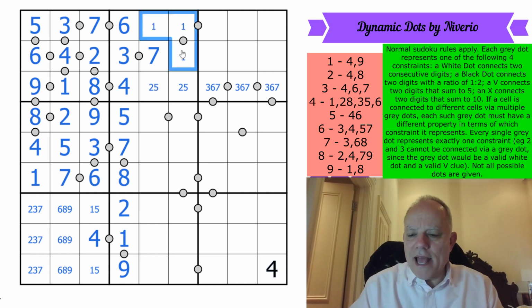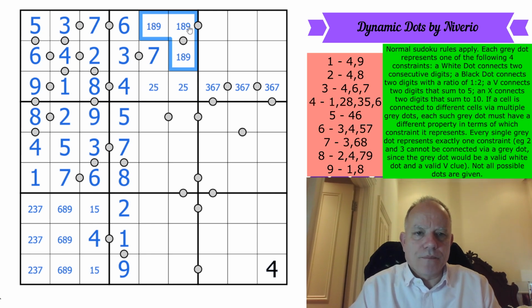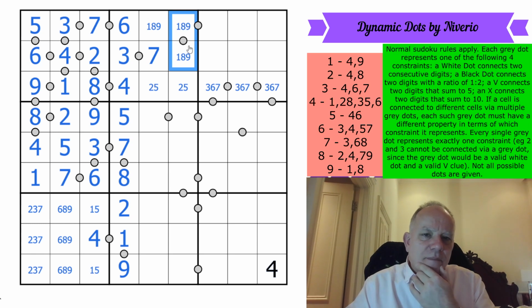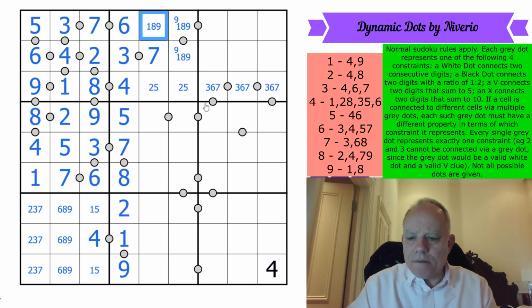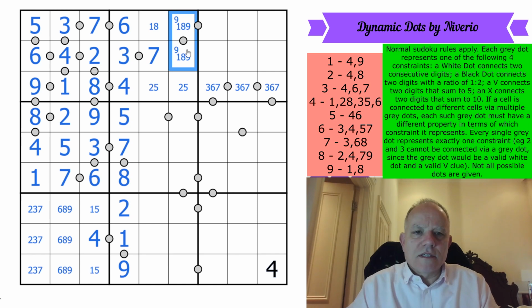These are a 1, 8, 9 triple. They can't be a 1, 8 pair, so they definitely include a 9. So this is either 9, 1 or 9, 8. What can this be then? Well, it can't be any of these 3 digits because by the rule of double joining, those two can't be the same. So this can't be the same as that, or obviously either of these, and that's a 189 triple.